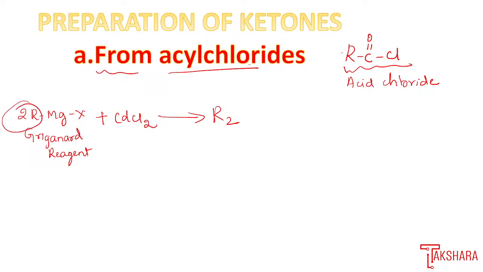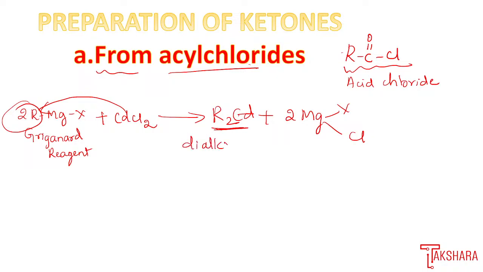This R2 and Cd combine with R, and the 2 moles of Mg, 2 moles of X and 2 moles of Cl attack with the magnesium. So this is the product, which is called dialkyl cadmium. By using this dialkyl cadmium, we are going to prepare ketones.